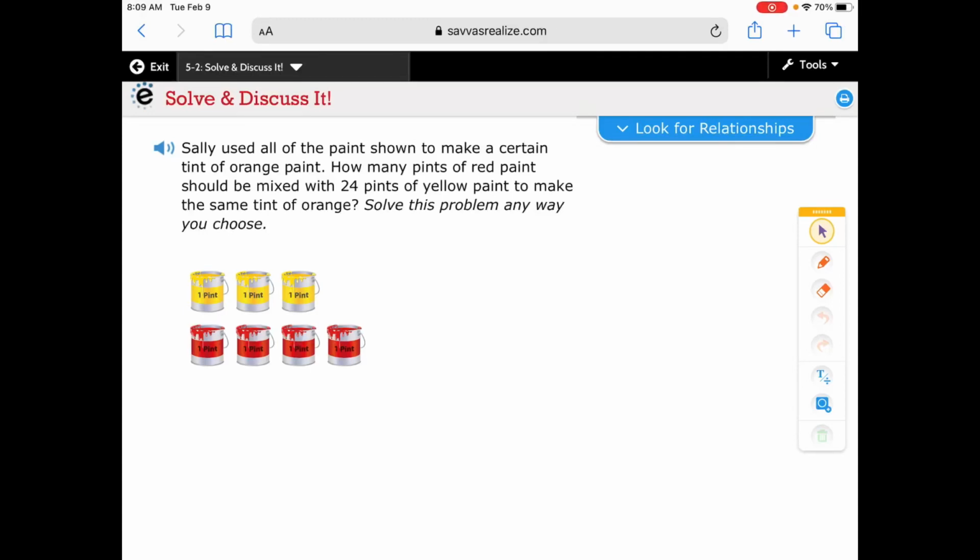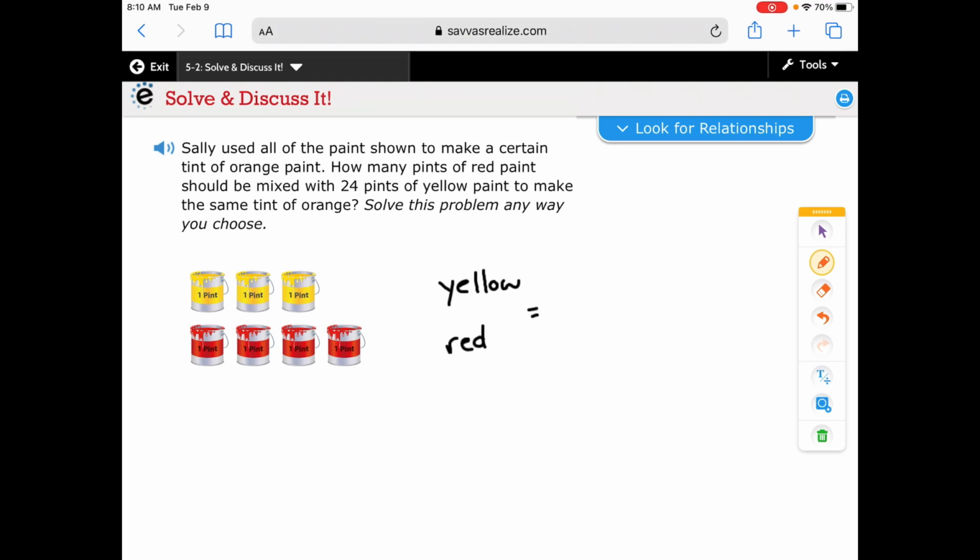Okay, everybody, let's turn to page 273 for the Solve and Discuss It. It says Sally wants to use all the paint shown to make a certain tint of orange paint. How many pints of red paint should be mixed with 24 pints of yellow to make the same tint of orange? All right, so we're going to label our paint, which is always a good idea to do.